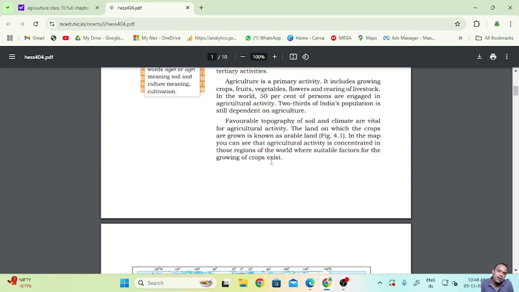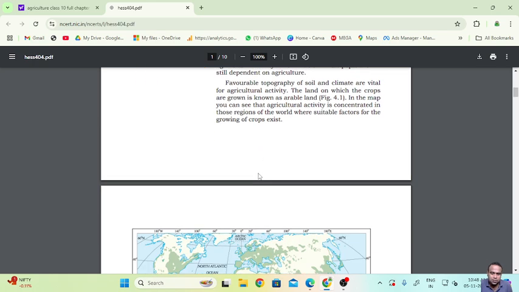So agriculture varies from place to place because different places have different climates and different amounts of rainfall. Different regions of the world have suitable factors for growing different crops. So let's know this in detail.